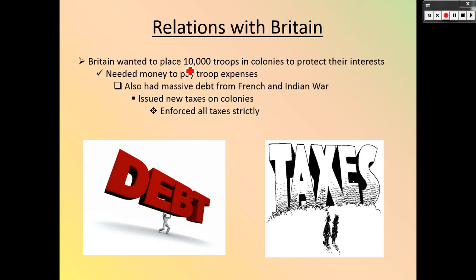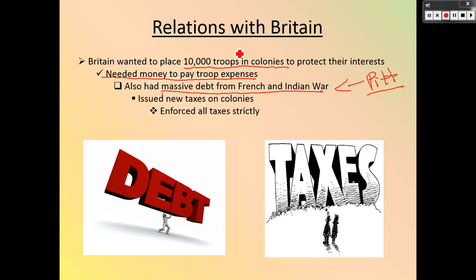And the British wanted to place 10,000 troops in the colonies to protect their money, but they didn't have any money to pay for the troops. They also have a massive debt from the French and Indian War. This is all thanks to William Pitt, the guy who said the colonists would not have to pay for it, but now they're going to.